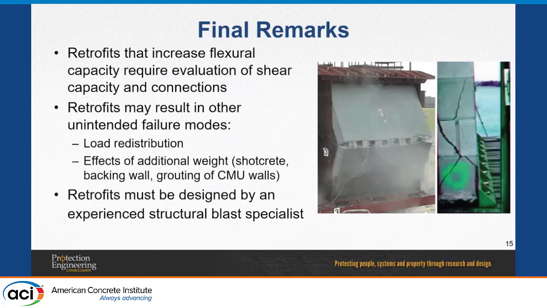Just final remarks. As I said earlier, most of these retrofits increase your flexural capacity. The one takeaway is that you have to look for shear. That's always the shear and the connections. Also look for potential load redistributions and the effect of the additional mass for some of them, with shotcrete or a backing wall, for example, something that is heavy.